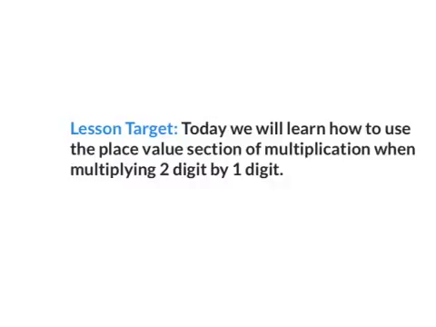Alright, fourth graders, today we are going to be learning how to use the place value section of multiplication when multiplying two digits by one digit. So in the last video we talked about how multiplication is just repeated addition. So today we're going to learn one of the two strategies that we are going to teach you for multiplying.